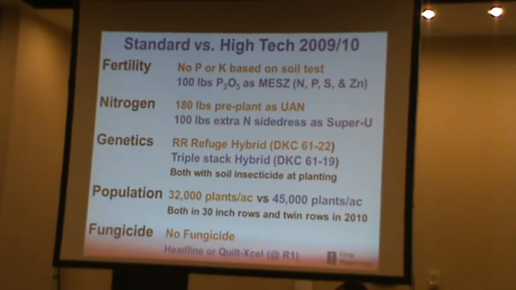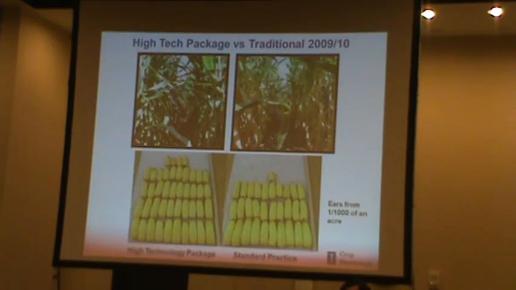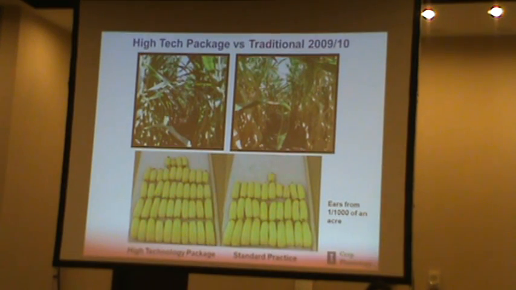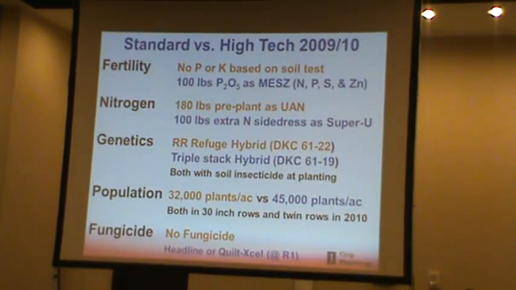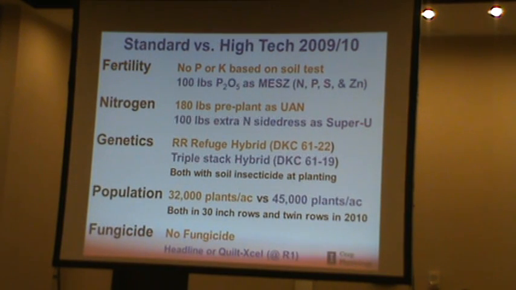The high-tech package on average yielded 50 bushels more than the standard. And it's not that the standard is bad corn, that's almost 200 bushel corn. It's that the high-tech is 50 bushels more. And I show you here the appearance of the plants, look at how green they are. Those are well fed, but that's 45,000 of them. Now if I have a 5-factor package that yields 50 bushels more, are each of these factors worth 10? Or is one factor worth more than the other factors?